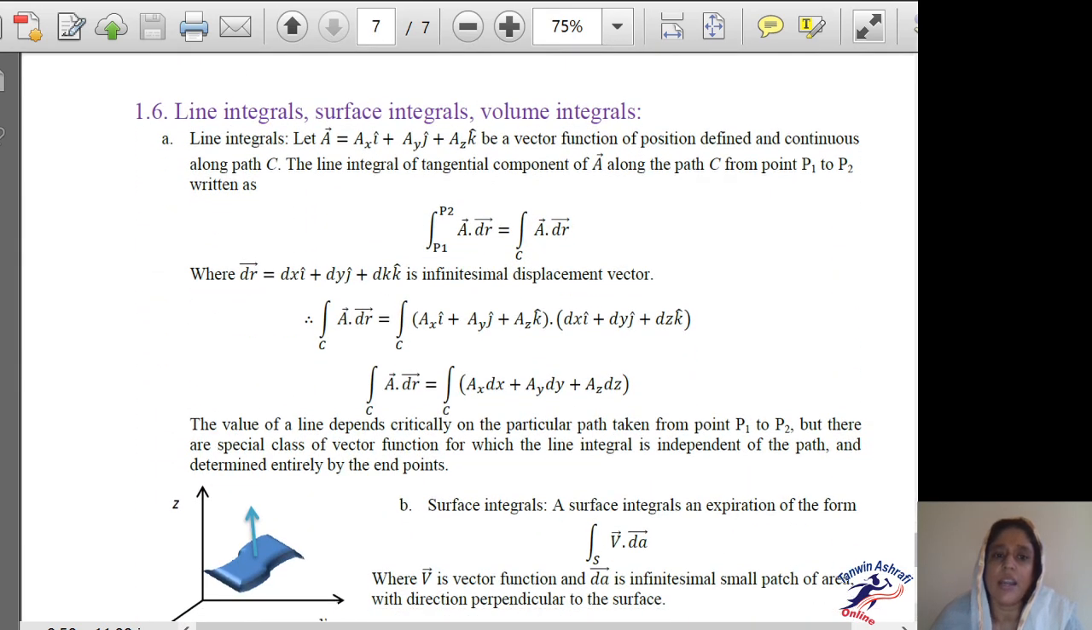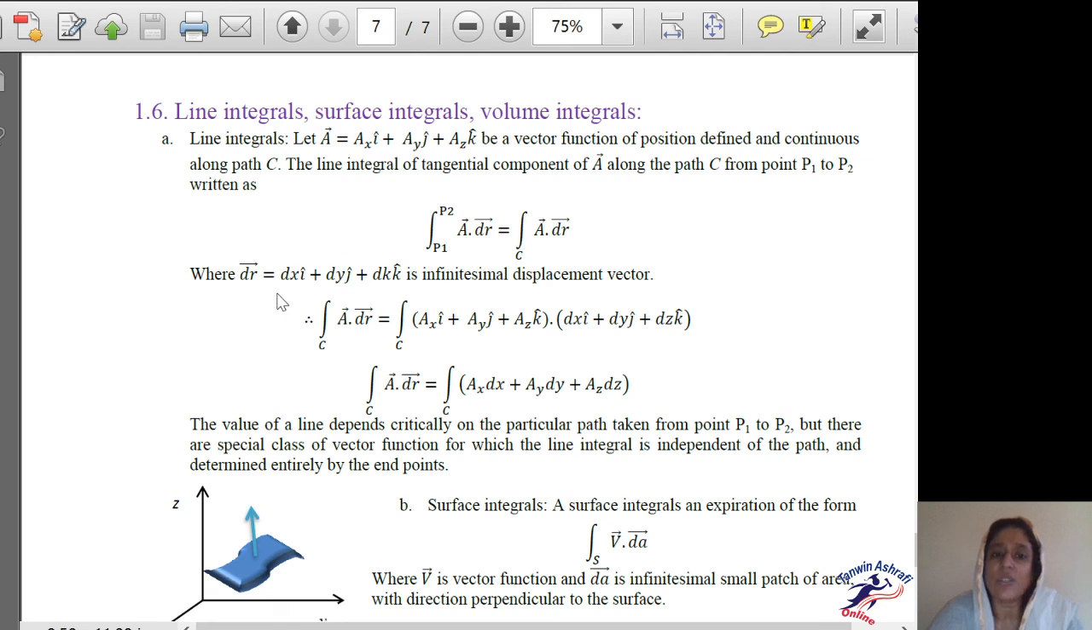Line integral, surface integral, and volume integral. Line integral. Let A be a vector, A is Ax i cap, Ay j cap, Az k cap, a vector function of position, defined and continuous along a path. The line integral of the tangential component of A along the path C from point P1 to point P2 is written like this.